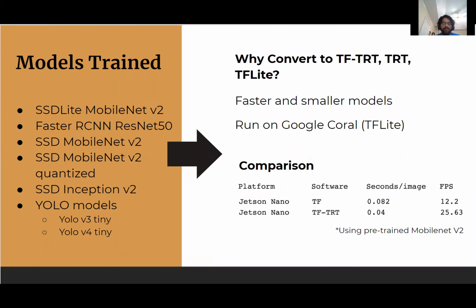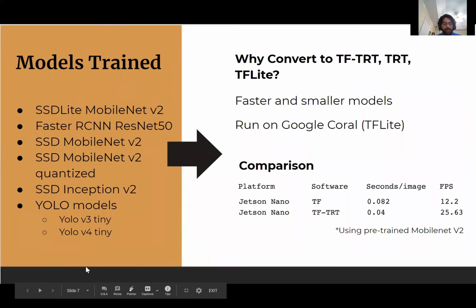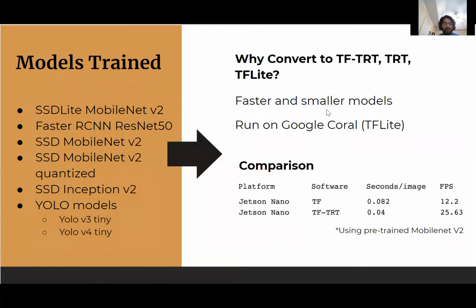So on the left here, you can see a number of different models that we've trained throughout the course of the summer. Most of these models we've taken off of the TensorFlow Git repo from their model zoo, which provides us with the model itself as well as the config files that we use for training.